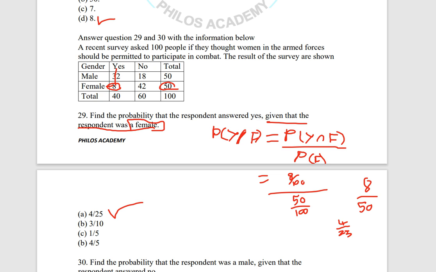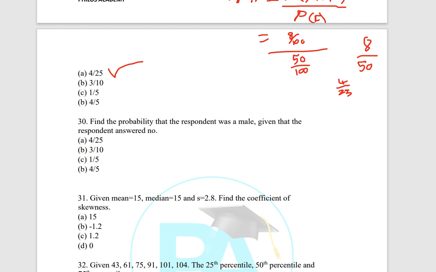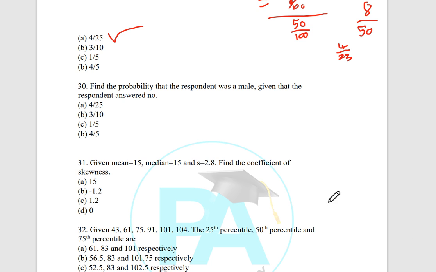Okay. So without wasting much time, let's proceed. Question 30 says, find the probability that the respondent was a male, given that the respondent answered no. So we should find the probability that the respondent was a male. So M, given that, this is how we write it, given that the respondent said no, that's N.